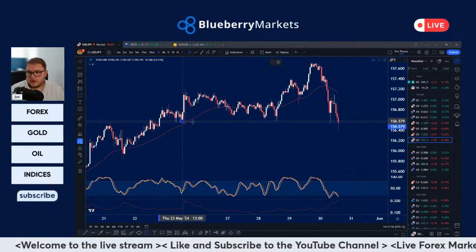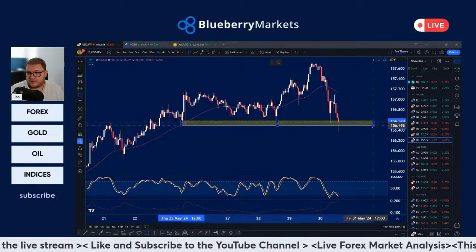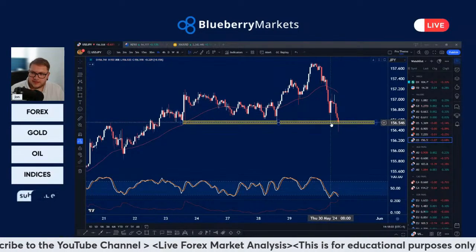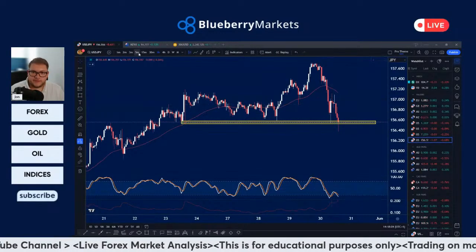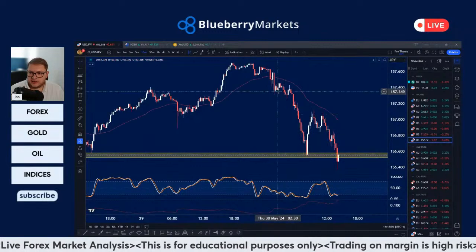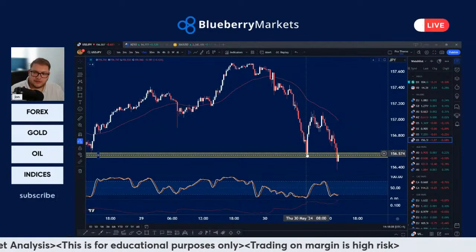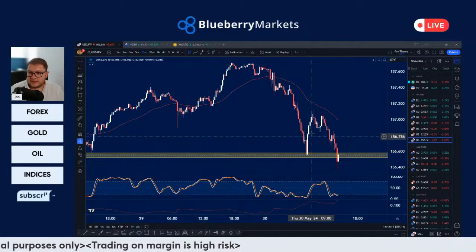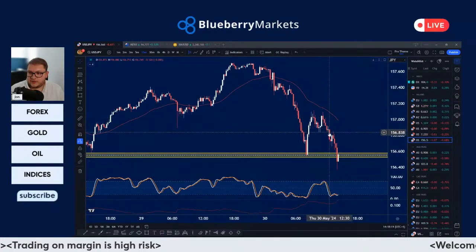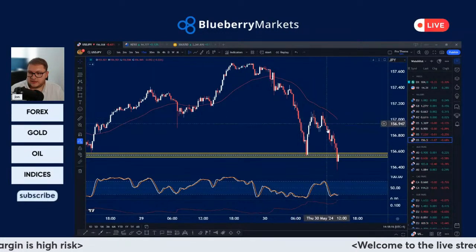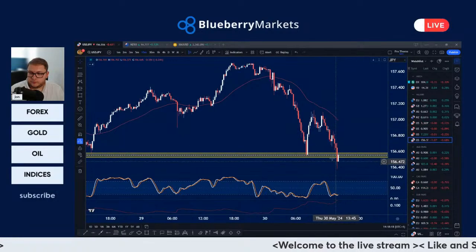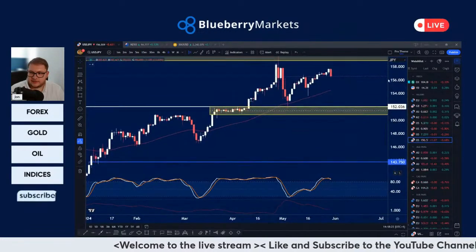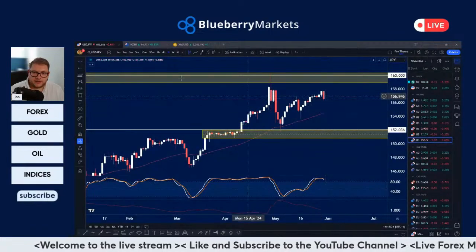I like the idea of being long around 156, 156.50 this morning. I was looking for a cheeky long after this huge downside at the open of the European session. And we did get that little bit of a rally up initially. But since then, price has just gone sideways and then continued to fall. So yen strength is still in the market today, but I don't think that's right now.